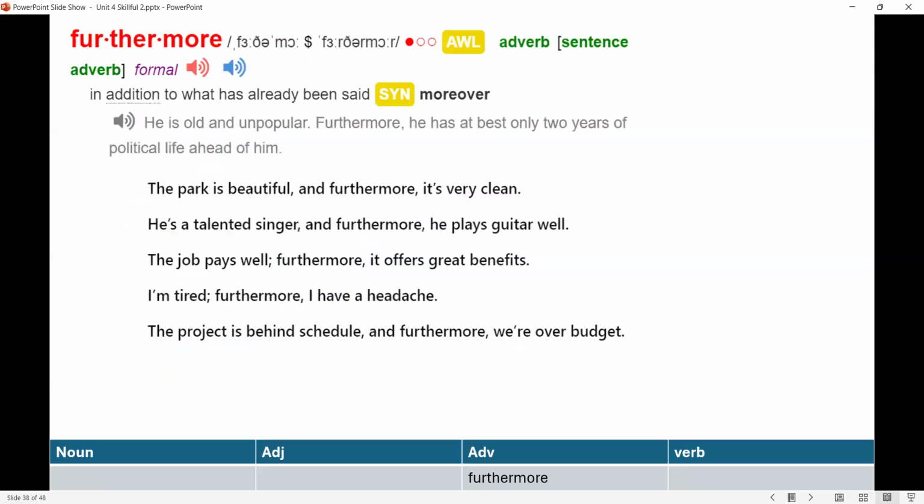Furthermore. Furthermore means in addition to what has already been said. It's the same as moreover. Furthermore means and. He is old and unpopular. Furthermore, he has at best only two years of political life ahead of him. The park is beautiful, and furthermore, it is very clean.